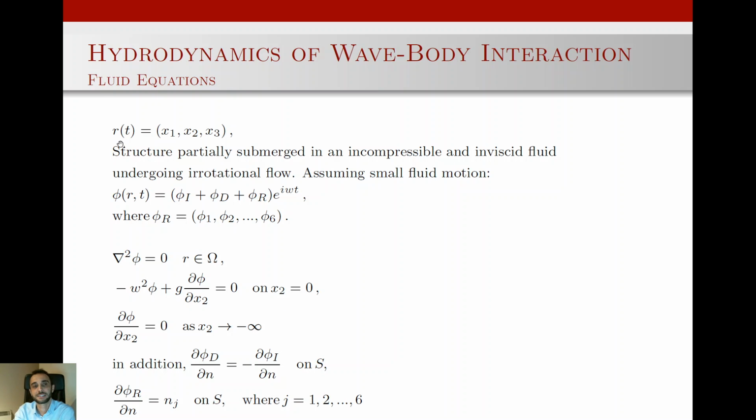So let's define r as x1, x2, x3 in general for the fluid domain, and we are assuming that the structure is partially submerged in an incompressible and inviscid fluid, and it undergoes the impact of an irrotational flow. If we assume that the structural motions are small, we can write the total phi of r and t in this form: phi I plus phi d plus phi r, which we saw earlier, times a harmonic motion, where phi r are the radiation potentials.